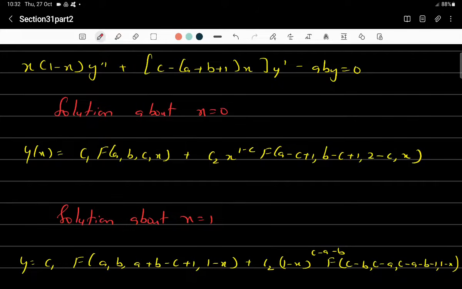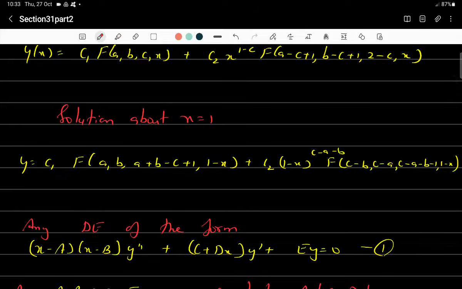So the solution has been written in the form of F(a, b, c, x). In this form, the solutions are known as hypergeometric series solutions. Their expansion has already been discussed in the last class. Now to proceed further, you need to remember the hypergeometric equation and its solutions about x = 0 and x = 1.